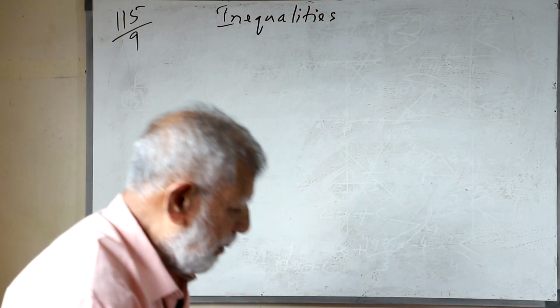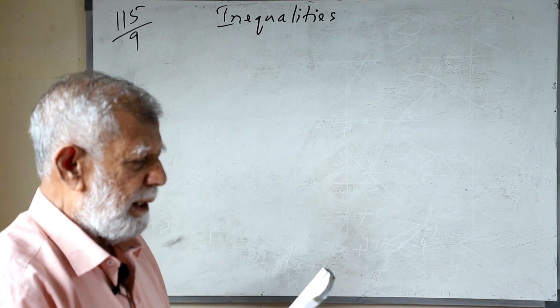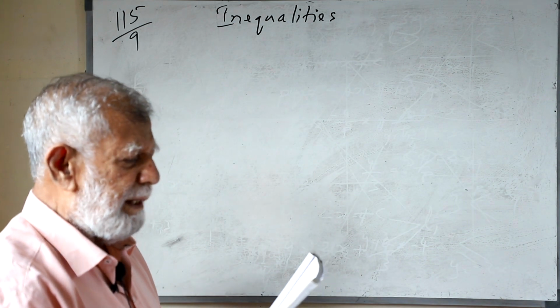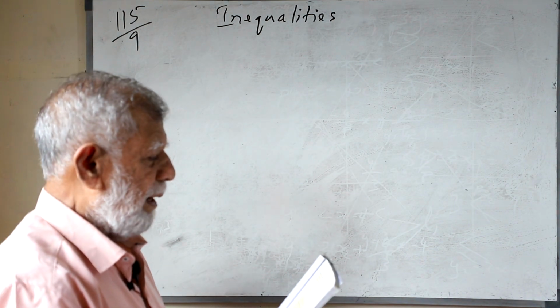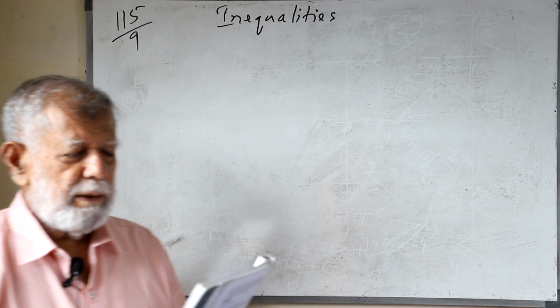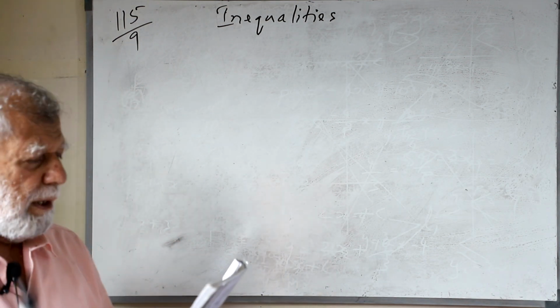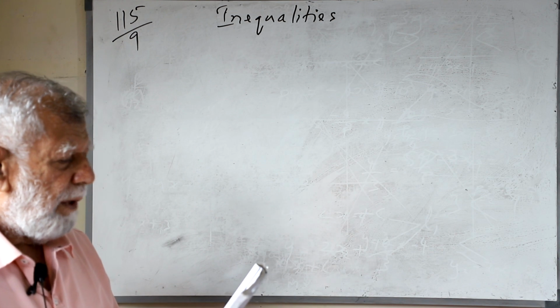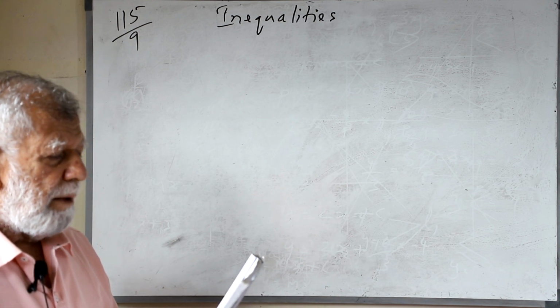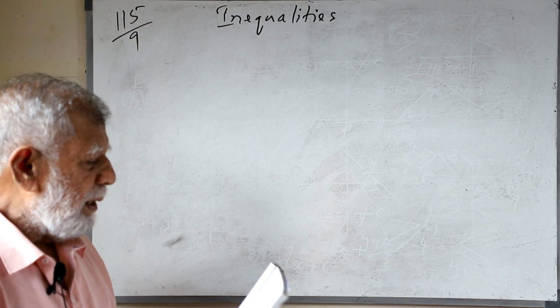Now, first of all, they are told, for each of the following inequalities, represent the set of integral solutions on a number line. Integral solution means the integers. Integers means whole numbers. Now, for each of the following, represent the set of integral solutions on a number line.